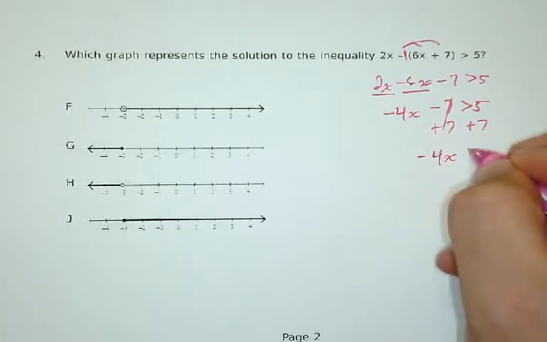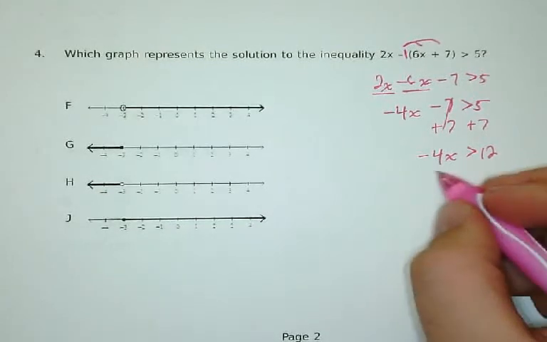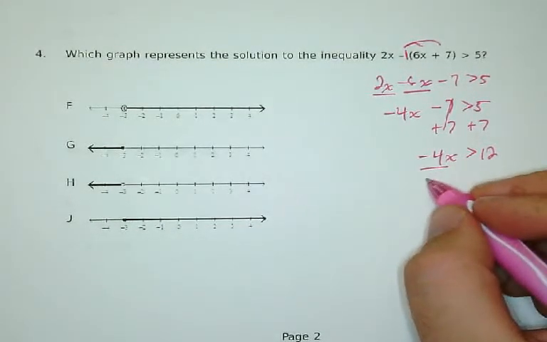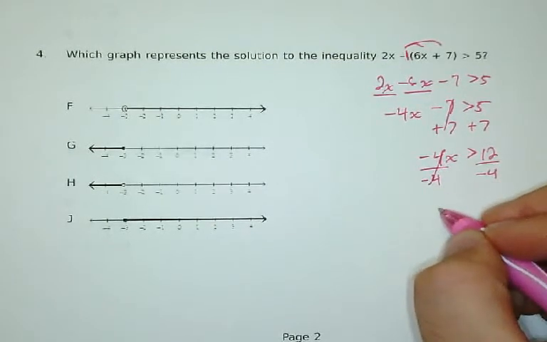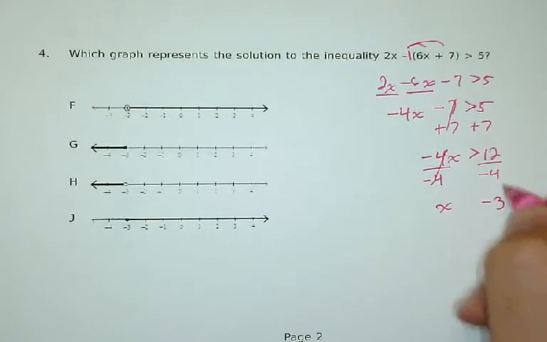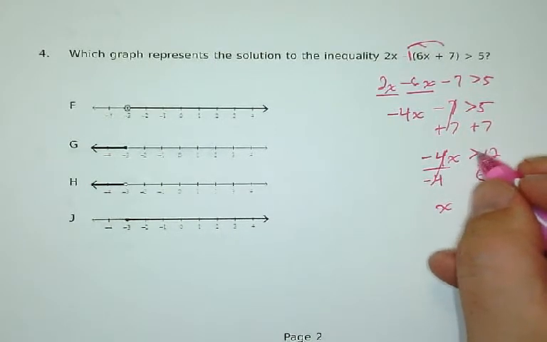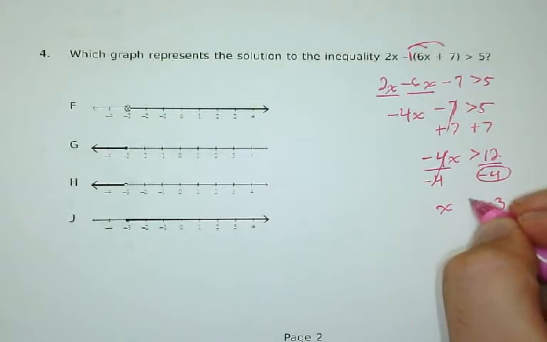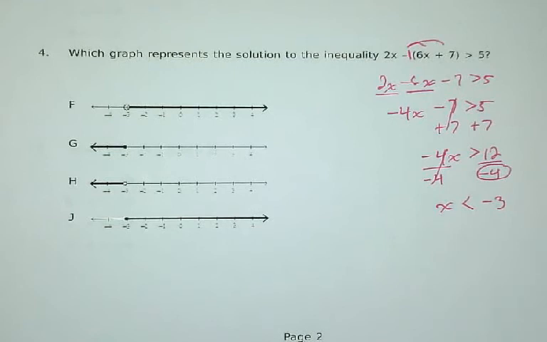So I've got -4x is greater than 12. And now the last step, multiply or divide. So I will divide by this number with x. Always divide by the number with x. Those cancel and I'll get x and -3. Now since I divided by a negative, this symbol is going to flip. It's going to flip the other way. So x will be less than -3.